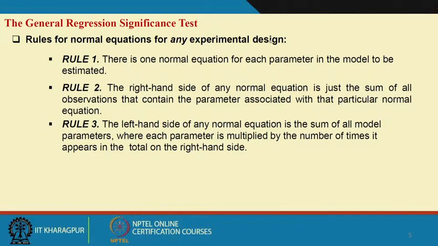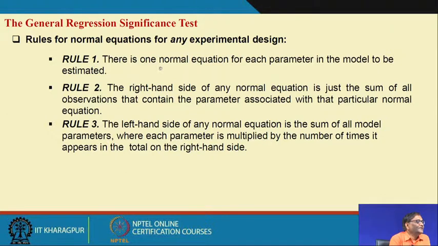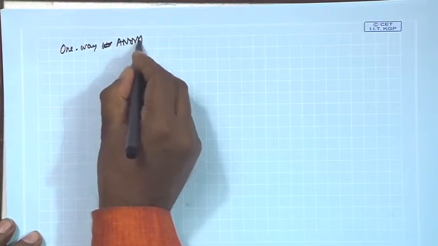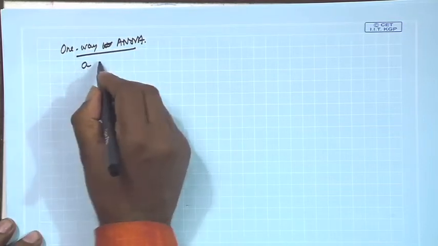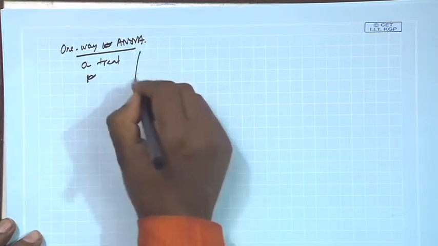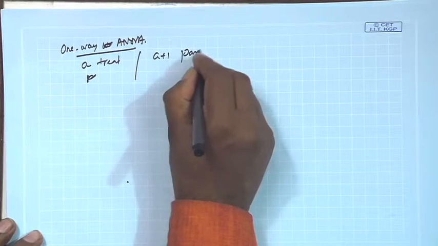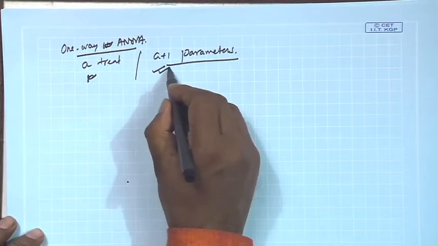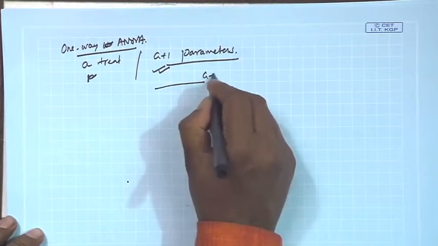Now, for the normal equations, there are 3 rules. Rule 1 is, there is one normal equation for each parameter in the model to be estimated. So in one factor, one way ANOVA, we have A treatment levels and the grand mean. As a result, A plus 1 parameters are to be estimated, as I told you. I am repeating the same thing: for every parameter there will be a normal equation, so A plus 1 equations will be there.